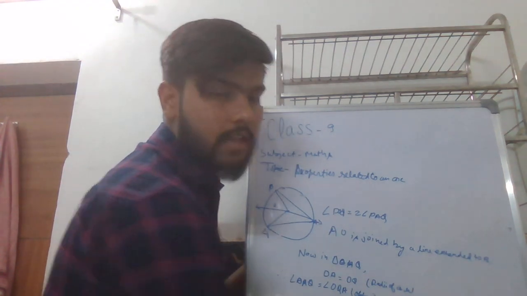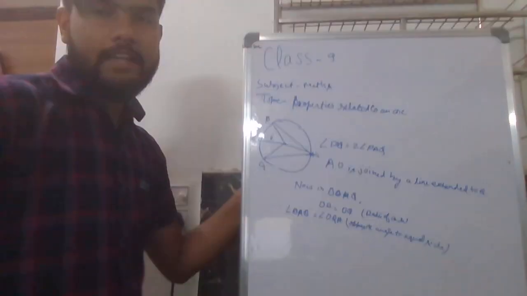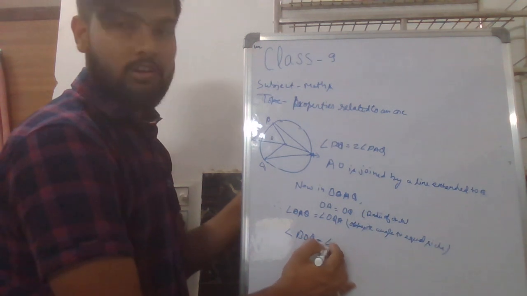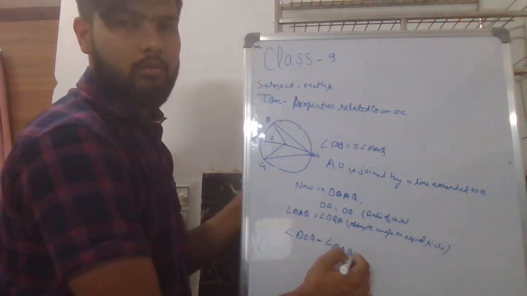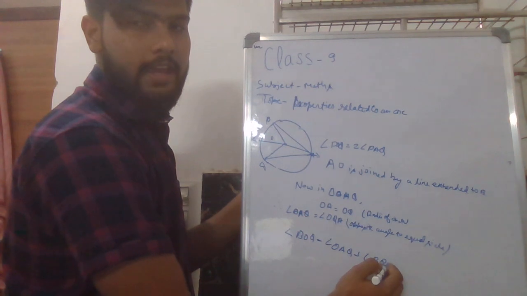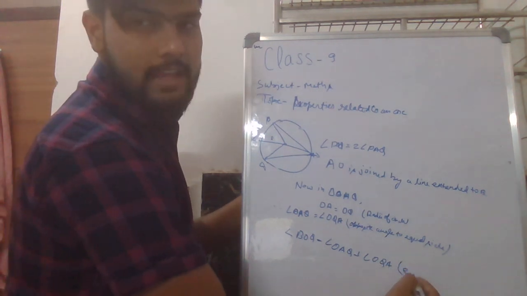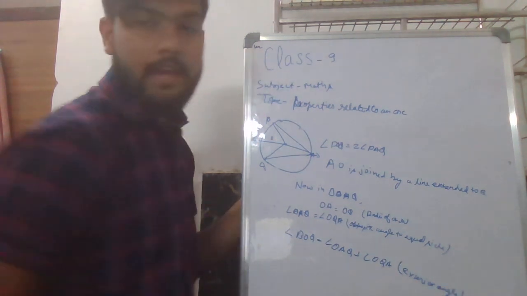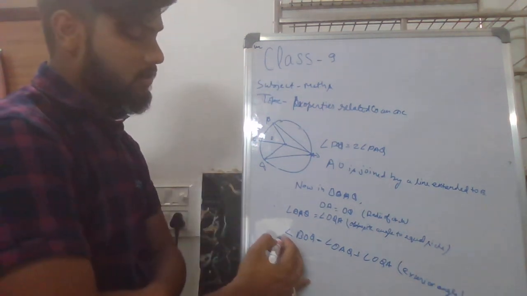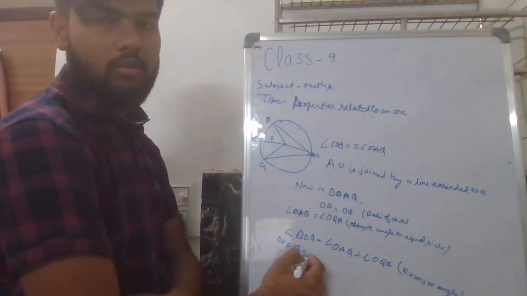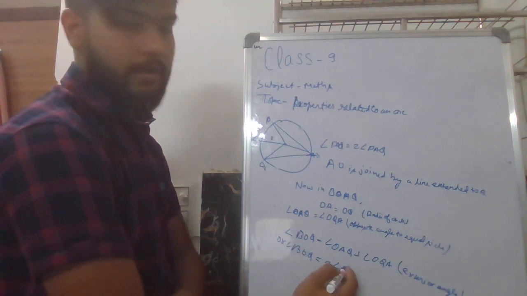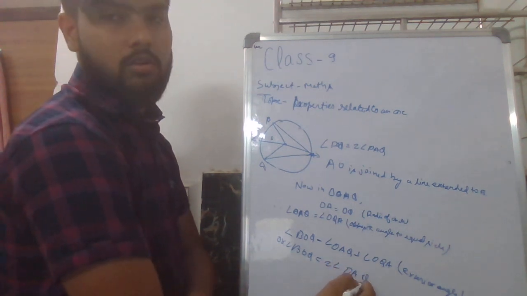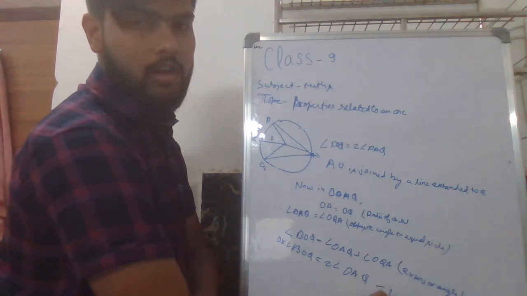Okay, after that we can see that angle BOQ is equal to angle OAQ plus angle OQA. What is this? This is an exterior angle. Or we can say that angle BOQ is equal to 2 angle OAQ. Okay, so this will be equation 1.